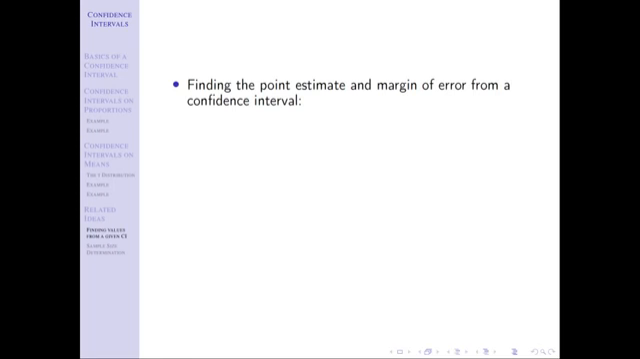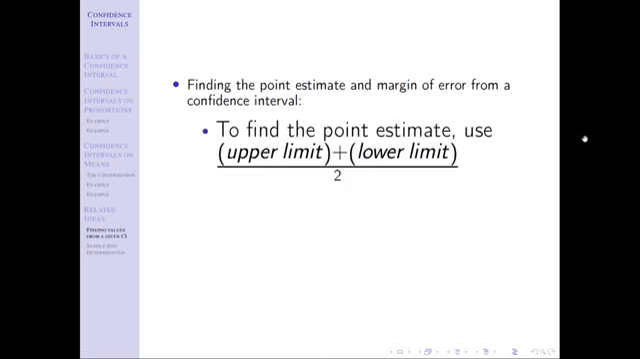We know that the point estimate is in the middle of the upper and the lower bound. And so to find the point estimate, we're going to add the upper bound to the lower bound and divide that by 2. And that's going to get us backwards to our point estimate. Hopefully that makes sense to you.